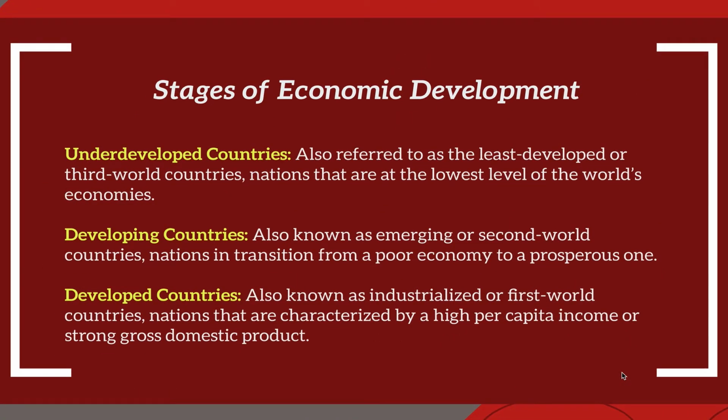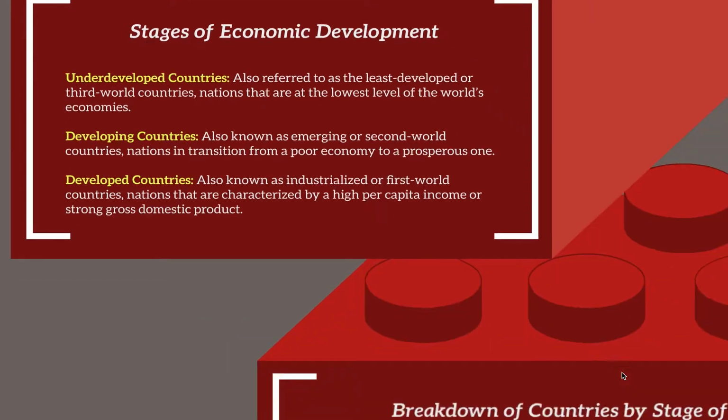So you would want to understand by the end of this chapter the three classifications: the underdeveloped countries, least developed countries, sometimes called third world countries, which are at the bottom rankings of the world's economy. Developing countries, also known as emerging economies. They're transitioning from being a poorer economy to a more developed one. And developed countries, industrialized first world countries that have a high per capita income and a stable gross domestic product.